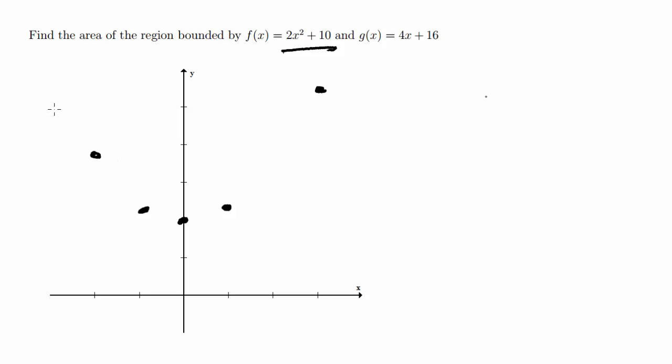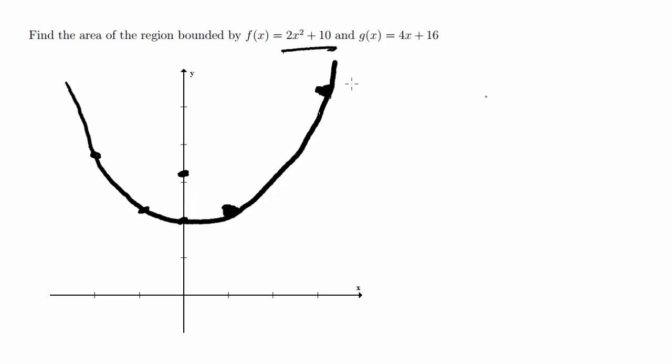Next, we just have to connect the dots. I missed a little bit there and a little bit there. Okay, so here's our parabola. Next we're going to graph 4x plus 16. Again, we'll plug in x equals 0, and we get 16, which puts us about there. Then we'll plug in x equals 1, so that'll give us 20.